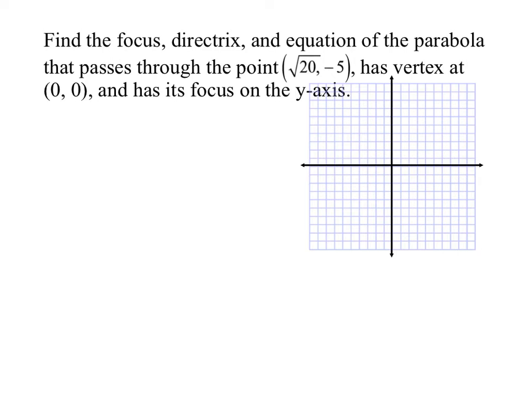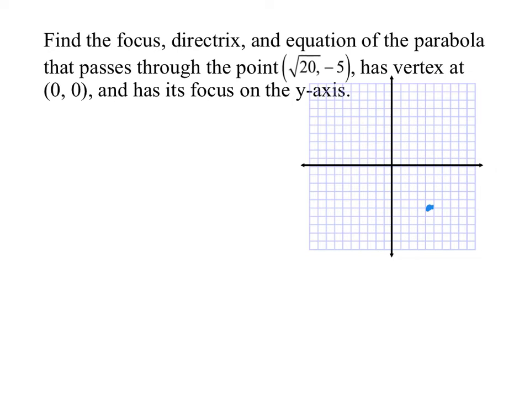All right, in this problem, we are given some specific points and we have to figure out what the focus, directrix, and equation are of this parabola. So basically, we need to find what p is given some certain points. So we're looking for the equation of the parabola that passes through the point square root of 20, -5. So if we graph that, square root of 20 should be somewhere in between 4 and 5. So 1, 2, 3, 4, 5. So somewhere in between there, and then -5. So your point would be somewhere down here for that. So that's going to be a point on the graph, so on the line of the parabola.